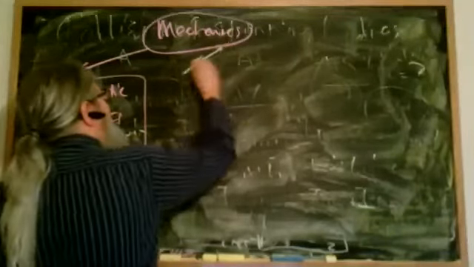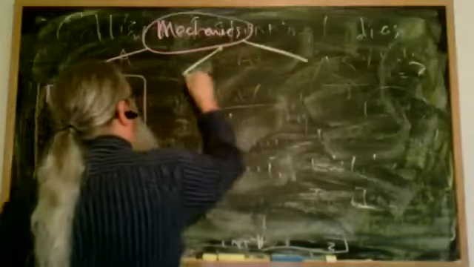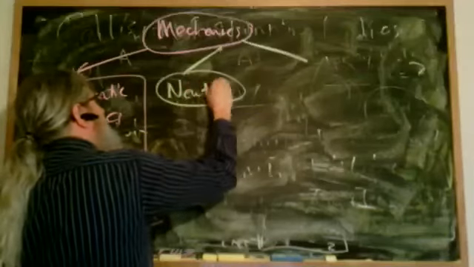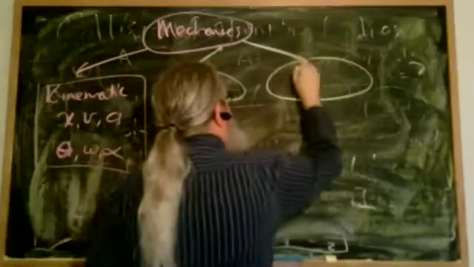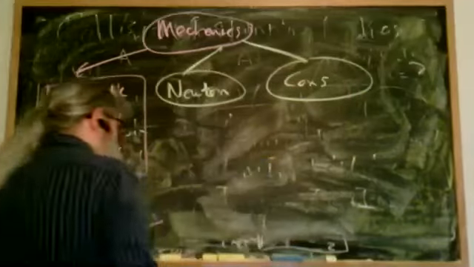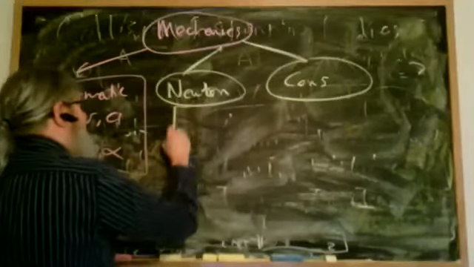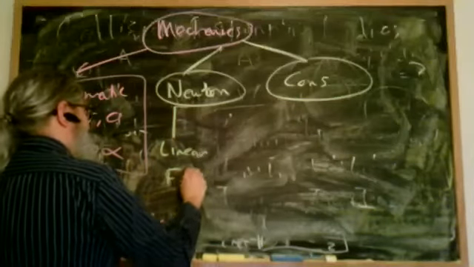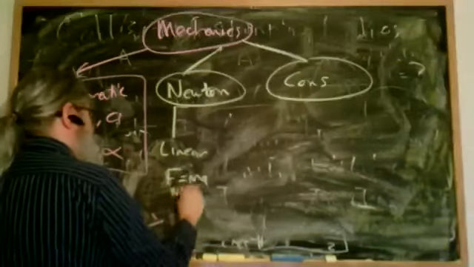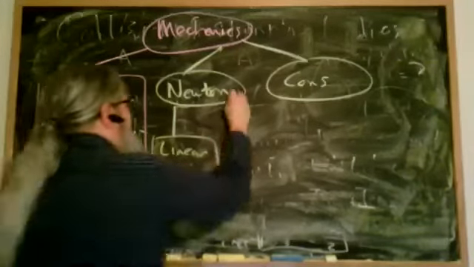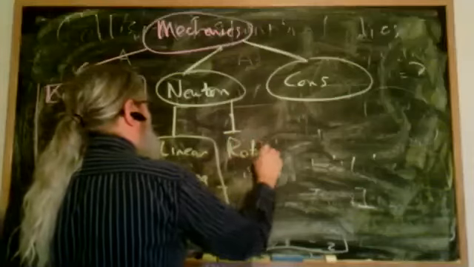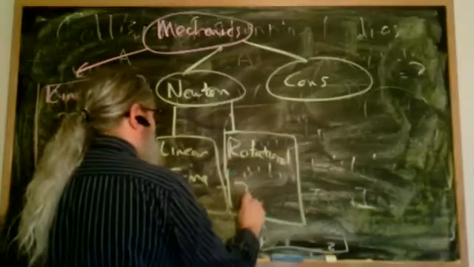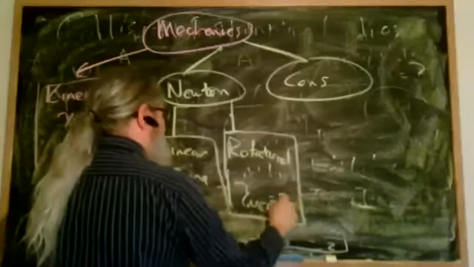But if I'm explaining a motion, I have to come up with things. There are two major branches. One is Newton's laws, and the other is conservation laws. And for Newton's laws, we have sort of two trees now. One is linear motion, corresponding to F net equals ma. And another is rotational, or angular, corresponding to tau net equals I alpha.